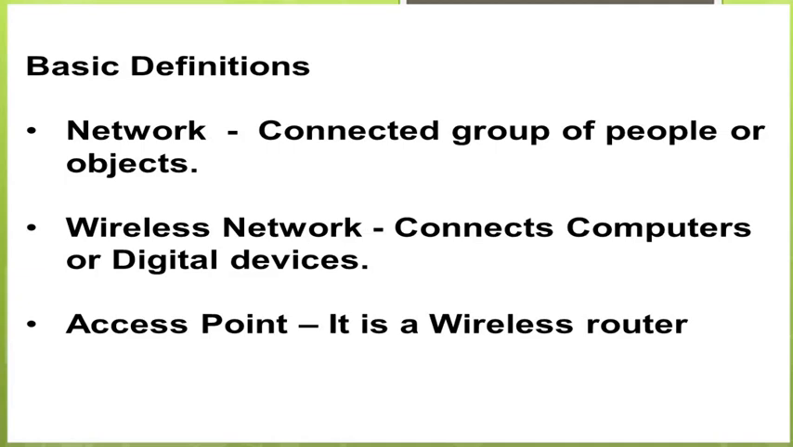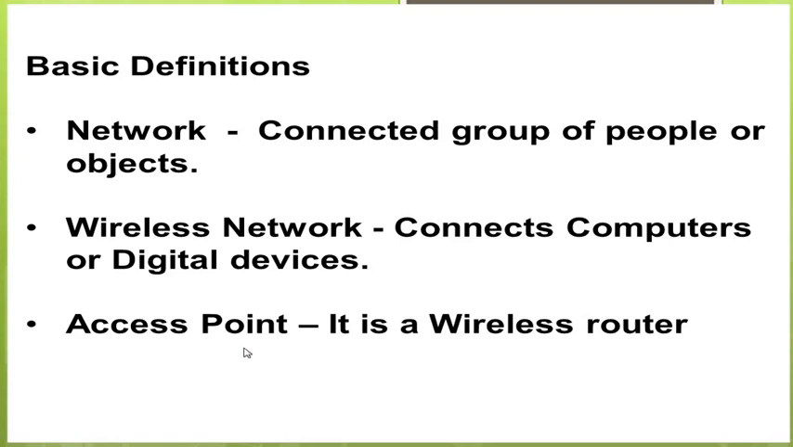We'll see some basic definitions of a network. A network is a connected group of people or objects that share information with each other. An example is Facebook. Then we have the wireless network. The wireless network connects computers or digital devices through the air. Wireless networks are also known as wireless local area networks.